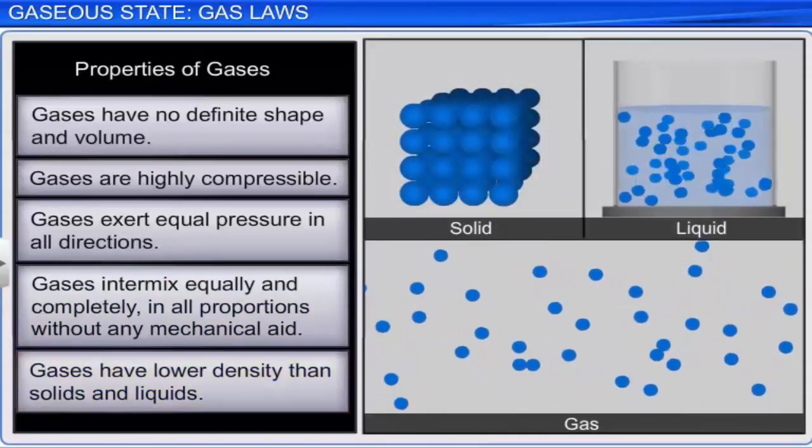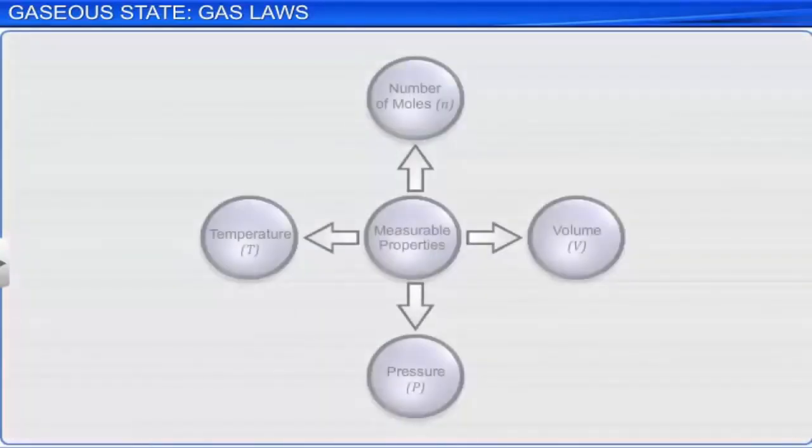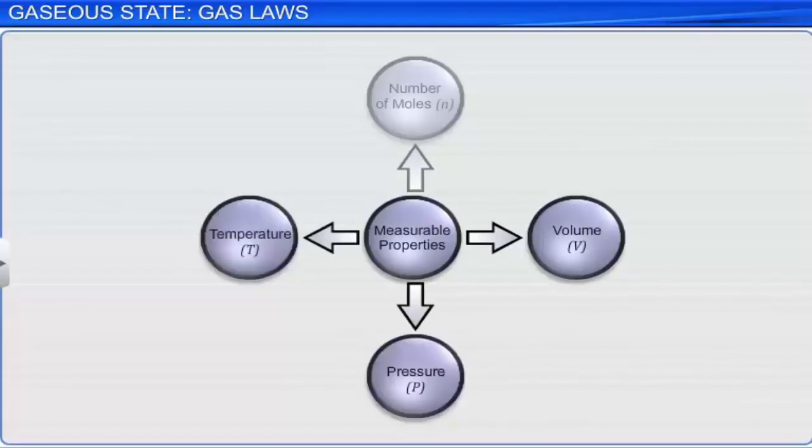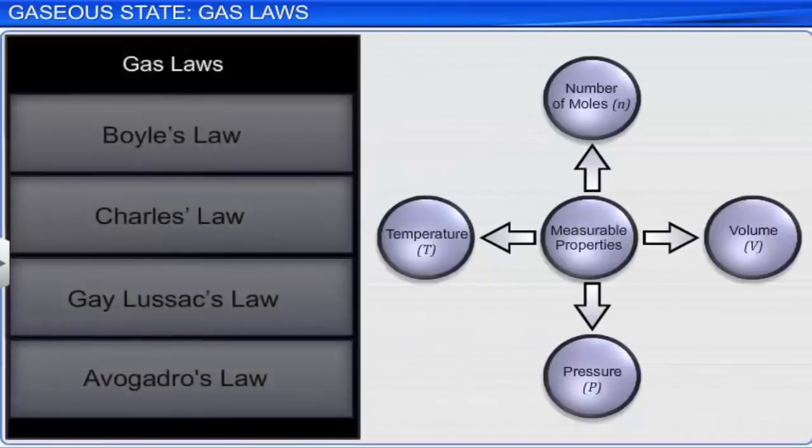The behavior of gases is governed by gas laws, which define the relationship between measurable properties such as volume, V, pressure P, temperature T, and the number of moles N. These properties are interdependent and describe the state of the gas. The four main gas laws are Boyle's law, Charles' law, Gay-Lussac's law, and Avogadro's law.